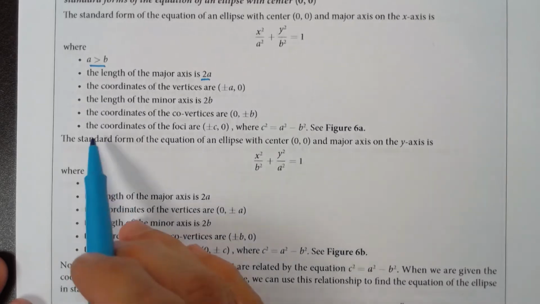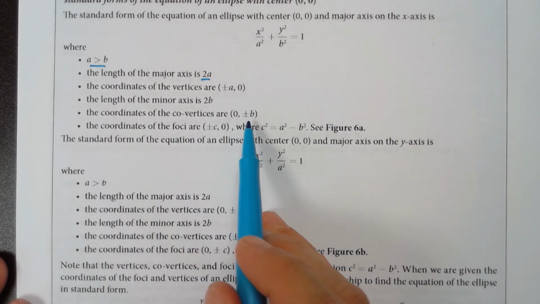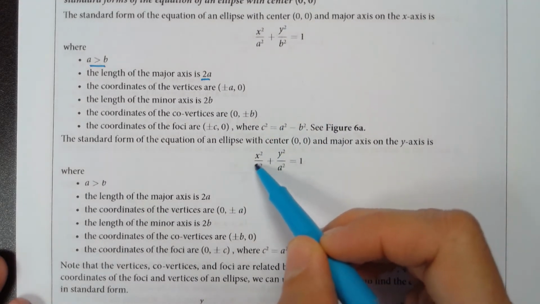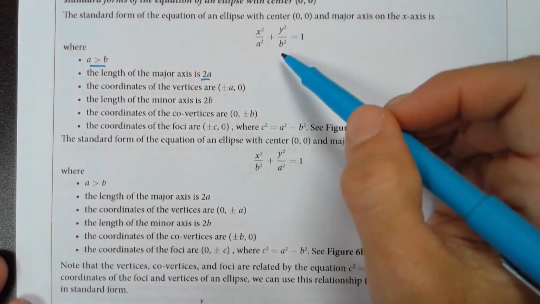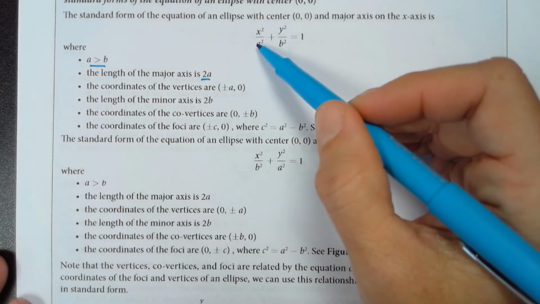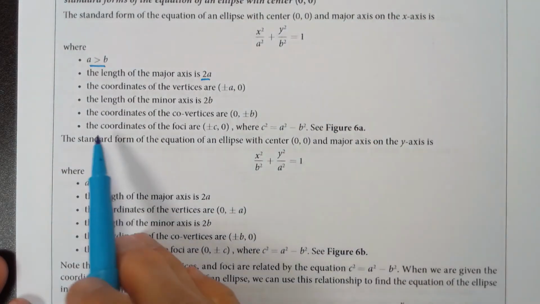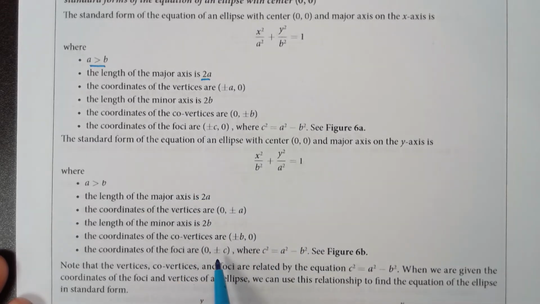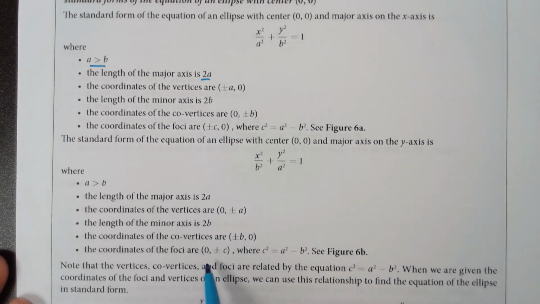The coordinates of the co-vertices are 0, plus or minus b. So you get your co-vertices from this value, and you get your vertices from this value. In both cases, the vertex comes from a, and the co-vertex comes from b. The coordinates of the foci are plus or minus c, in both cases, but notice one is c, 0 and one is 0, c.